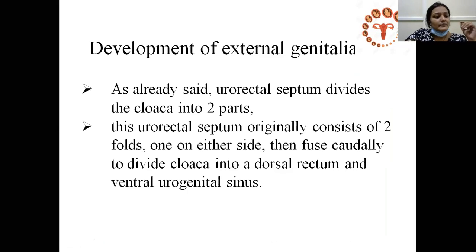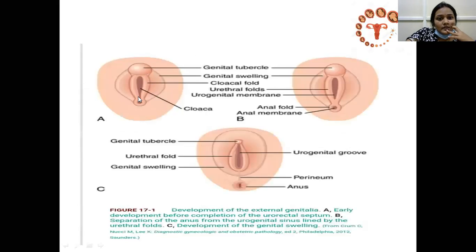Next comes the development of external genitalia. As already said, the urorectal septum, which forms the future perineal body, divides the cloaca into two parts: the dorsal rectum and the ventral urogenital sinus. See here, this is the cloaca seen from below. This is the urorectal septum.